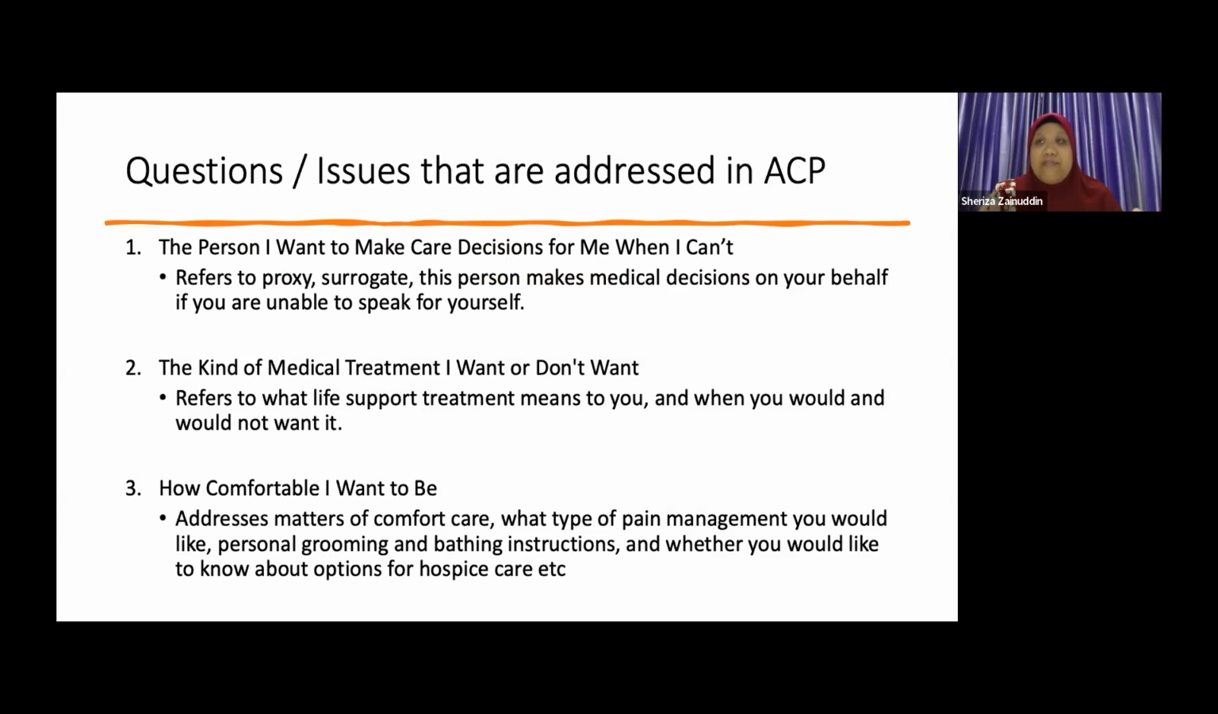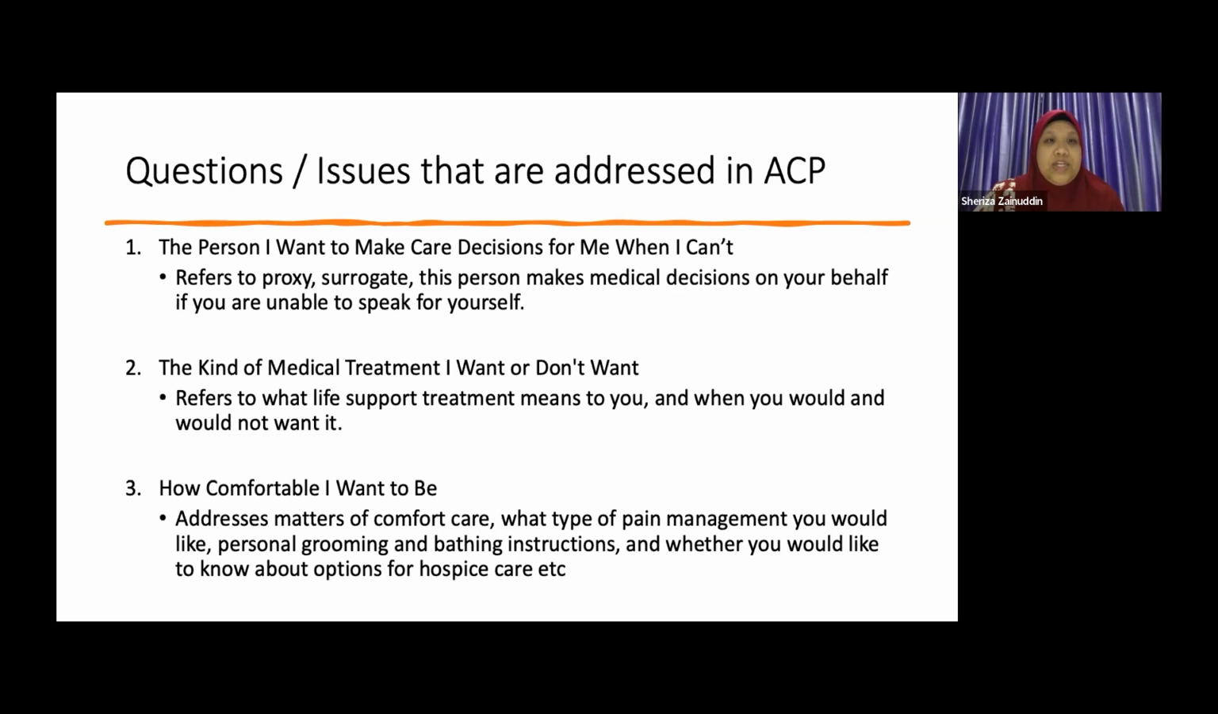Usually there are 5. If you look into the literature, they will say about 5 wishes. Number 1 is the person I want to appoint to make decisions for me when I can't. This refers to a proxy or surrogate decision maker that a patient appoints to make medical decisions on behalf of the patient when they are unable to speak.